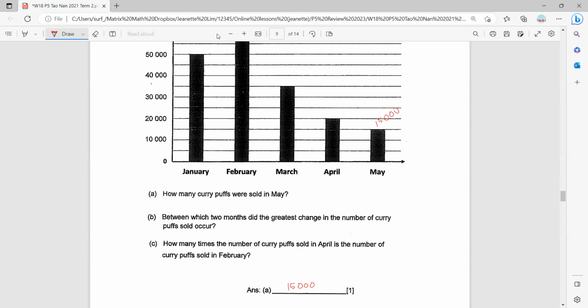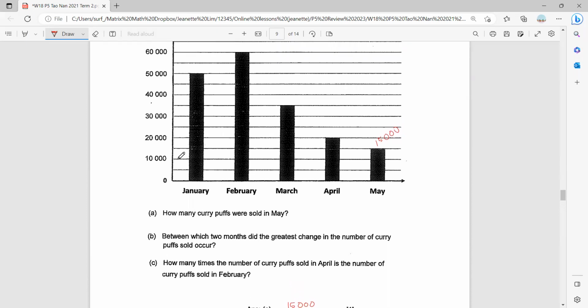Okay, then for B, between which 2 months did the greatest change in the number of curry puffs sold occur? Okay, greatest change can be increased, change can also be decreased. So which one has the greatest change? It doesn't matter whether it's increase or decrease, but just the greatest change. So you can actually count the rows instead of calculating the difference. Here it increased by 2 bars, and here it dropped by 1, 2, 3, 4, 5. 5 bars too much. This is 3, this is 1. So the greatest difference is from February to March.